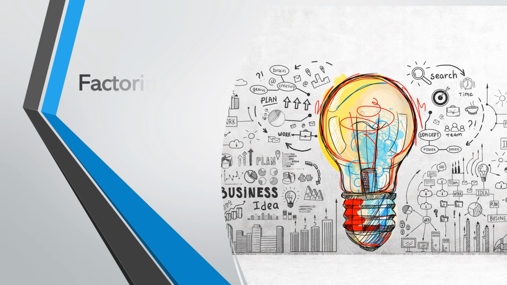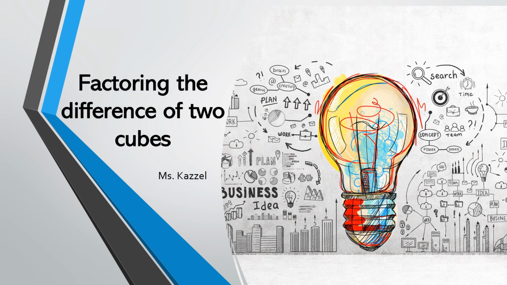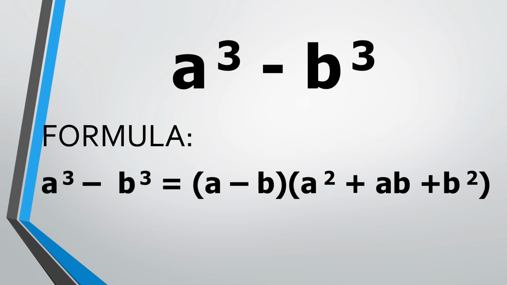Today we will talk about factoring the difference of two cubes. Okay, now here, the polynomial a cubed minus b cubed is called the difference of two cubes. It is because there are two cubic terms that are being subtracted. This is the first cubic term subtracted by the second cubic term.